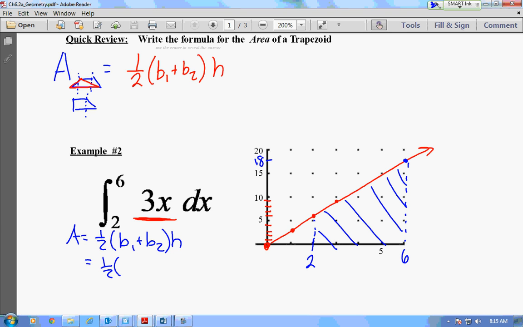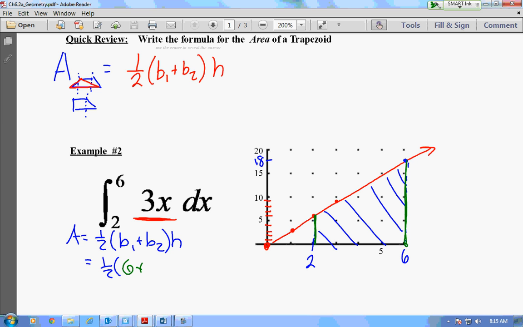How long is this first base, which is this side length? Because the bases have to be parallel. It's not 2, actually, it's 6, because if you plug in 2, 3 times 2 is 6. Plus, how long is this base? I know it's weird because it's on the side.